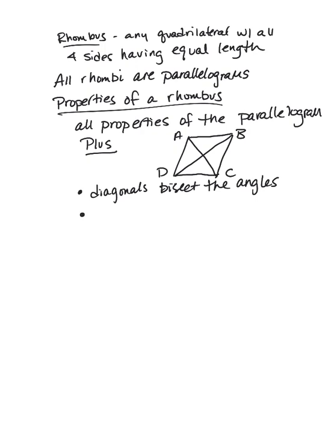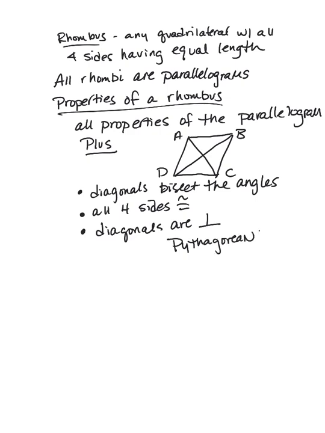One of the most significant things besides the diagonals bisecting the angles, and all 4 sides being congruent, is that the diagonals are perpendicular. So be careful with this one. You're going to be using the Pythagorean theorem a lot. Anytime you have a right angle, that could come up. And depending on the right triangle, special right triangles could come up in this as well. So those are properties of a rhombus.